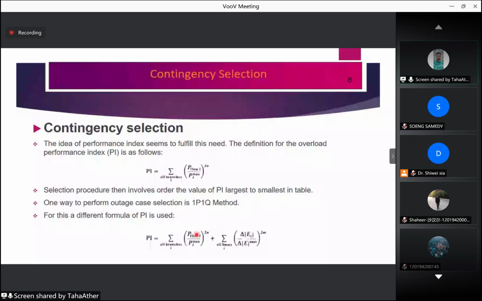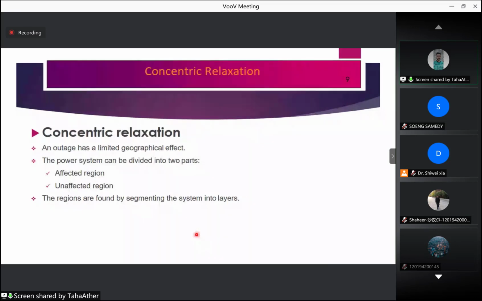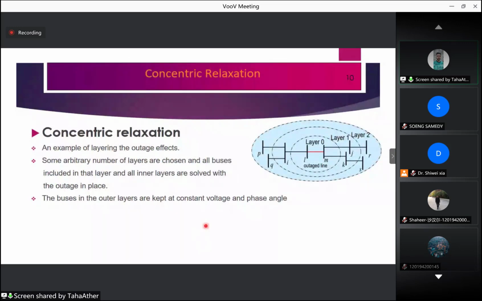Which is fixed, and switches which do not have any alarms, and the system runs smoothly. Coming on to the concentric relaxation. It is another idea to enter the field of security analysis in the power system, that an outage only has a limited geographic effect. Here, we can see that it is being dealt with as an area by area solution.